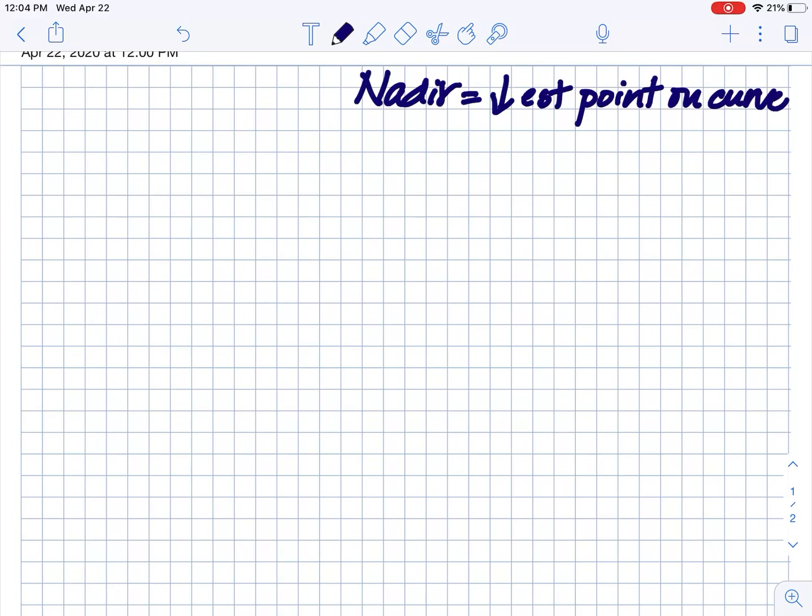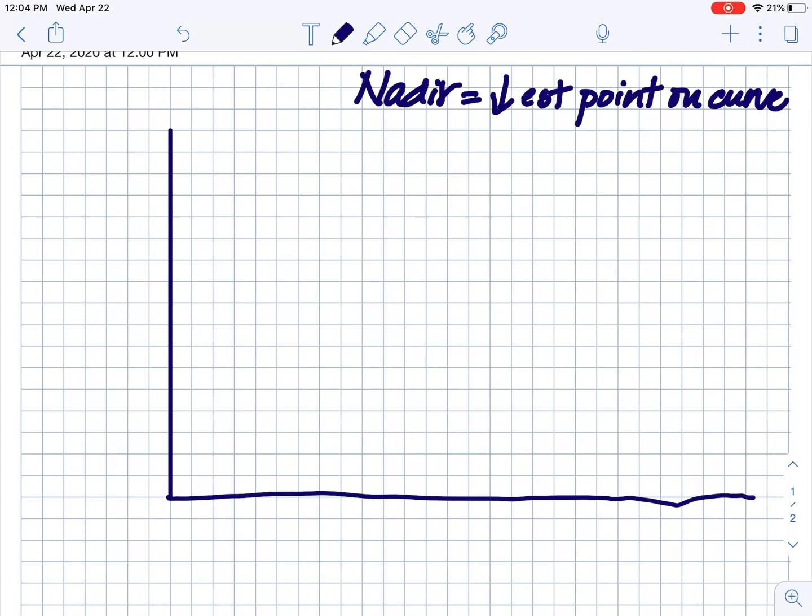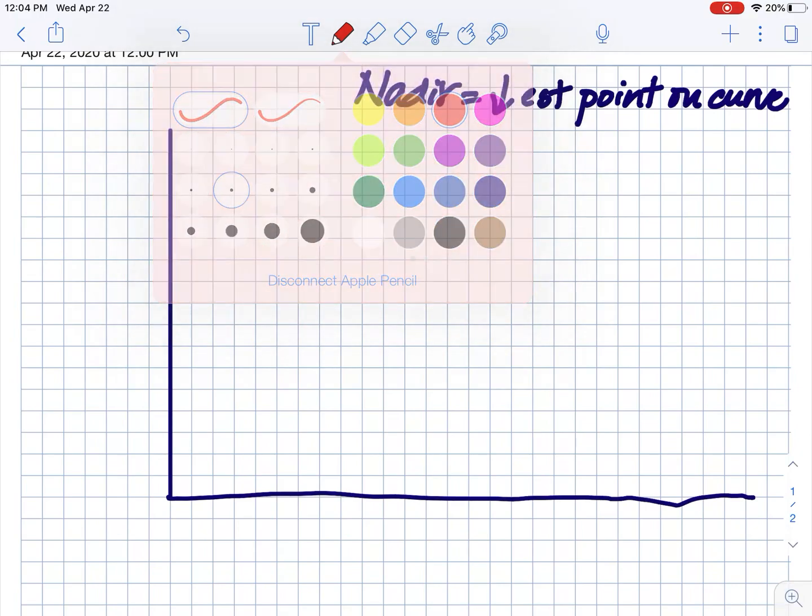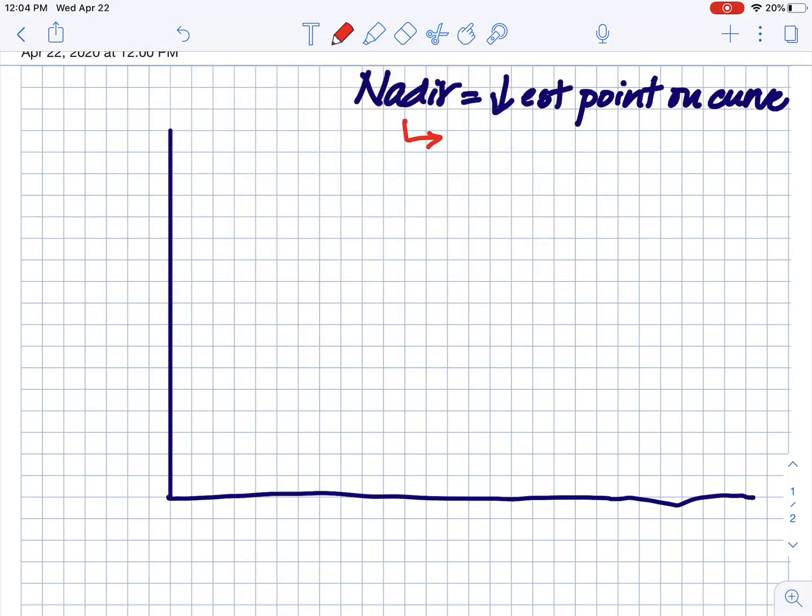Okay. So let's start with drawing our nadir over here, drawing our graph. I'm not really a math graphy person, but this will work just fine. All right, so why is this important in chemotherapy? Well, the nadir is the point at which the patient is the most susceptible to infection.